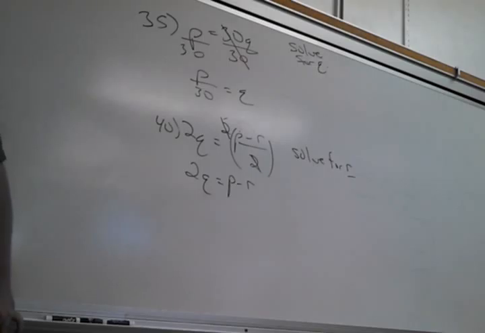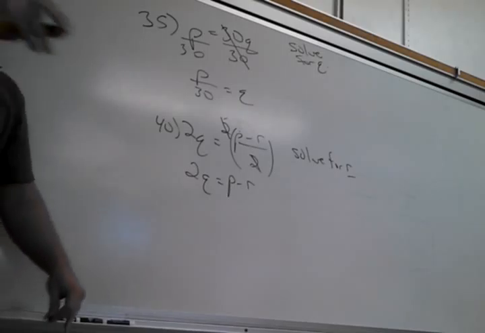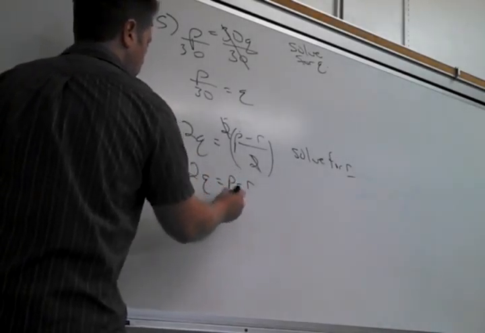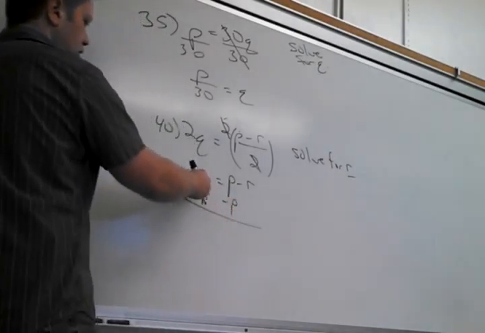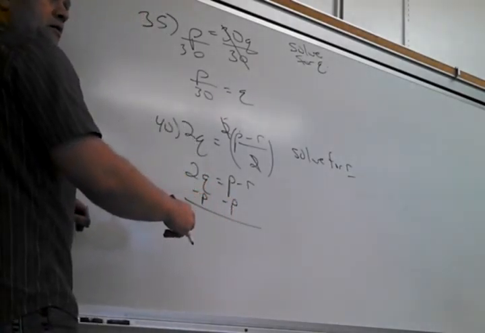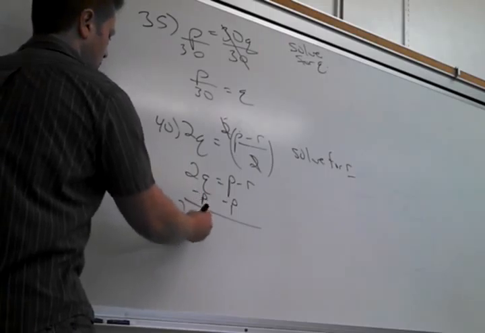Yeah, you could subtract P. I like it. That'll at least get negative R by itself, right? And then I could do one last thing there. So if I subtract P from both sides, what's 2Q minus P? 2Q minus P. I love it.